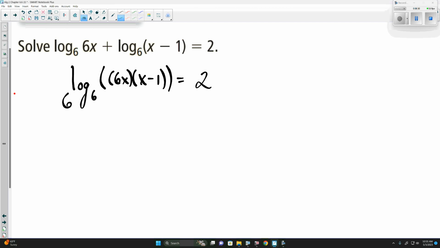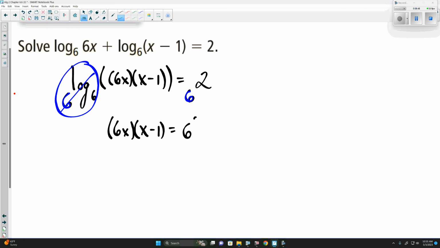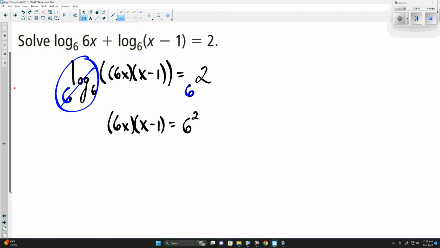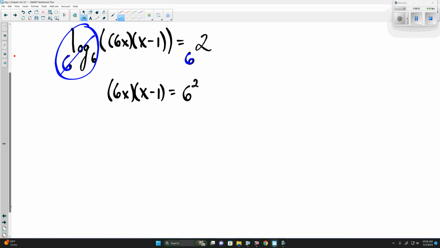We need to put both sides to the base of 6. Because our 6 to the log base 6 will simplify out, leaving us with 6x times x minus 1 is equal to 6 squared. Any questions on this so far?